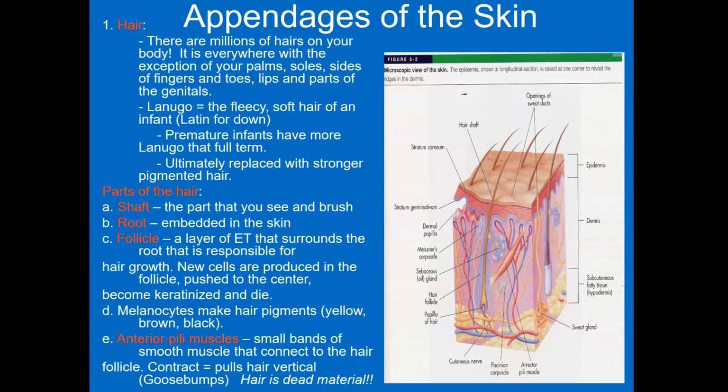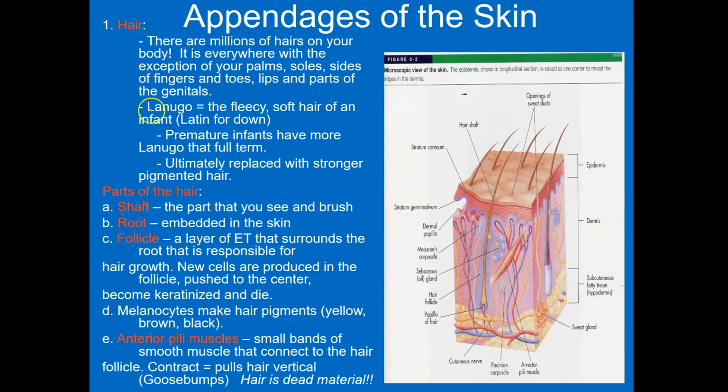So the skin is a perfect model for all the tissues of the body. So it's really important to understand it. So let's start with hair, which is the first appendage of the skin that's probably very noticeable on a lot of people and a lot of critters too. We have millions of hairs on your body, everywhere, with the exceptions of the palms of your hands, the soles of your feet, your fingers, the sides of the fingers, and the sides of the toes. Some people have hair on top of their toes. Your lips and parts of the genitals also may not have hair, depending on who you are.